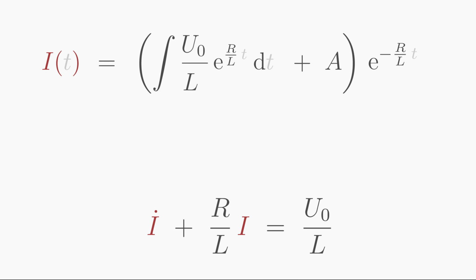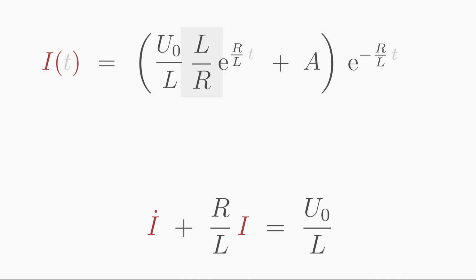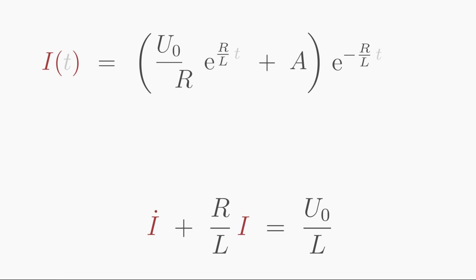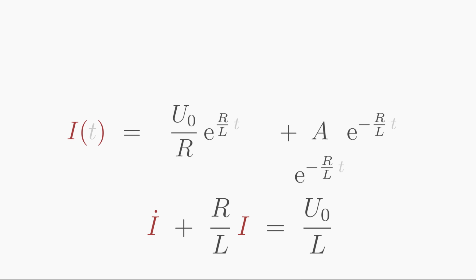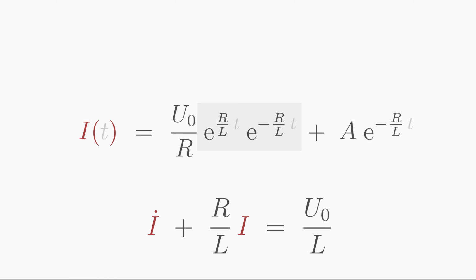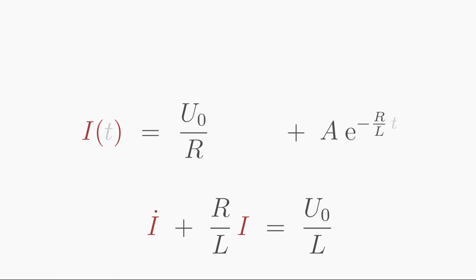U0 over L is a constant and can be placed in front of the integral. And when integrating the exponential function, it is preserved. Only L over R is added as a factor in front of the exponential function. Finally, we hide the constant of integration in the constant a. And this is our general solution. We can simplify it a bit more by multiplying out the parentheses. Two exponential functions simplify to 1.